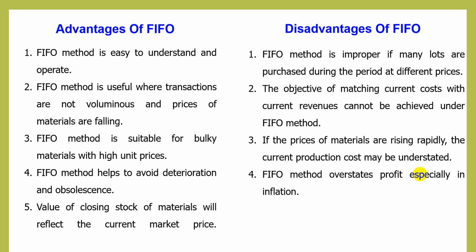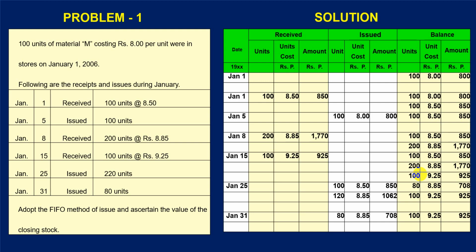Disadvantages of FIFO are: it is an improper method. If any lots are purchased during the period at different prices, the objective of matching current costs with current revenues cannot be achieved under the FIFO method. If the prices of materials are rising rapidly, the current production costs may be understated, and this method overstates profit, especially in inflation. Now we go on to the problem.